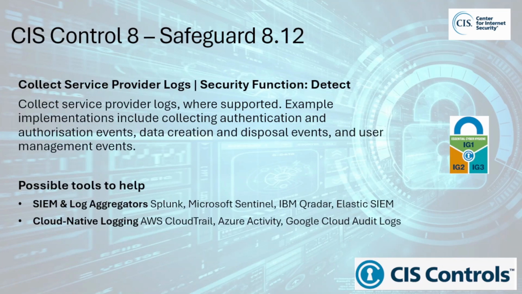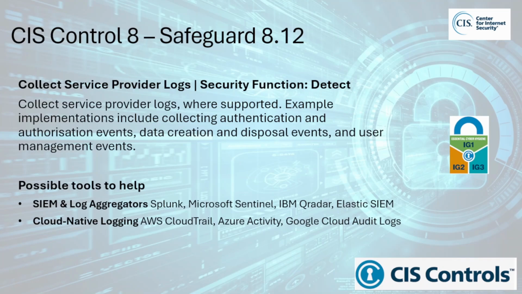and NXLog. Safeguard 8.12, Collect Service Provider Logs, comes under the Detect security function and is within Implementation Group 3. The safeguard requires organizations to collect logs from third-party service providers, especially those involved in cloud services or critical business functions. These logs should include key events such as authentication and authorization activity, user management changes, for example, account creation, deletion, or privilege updates, and data lifecycle events, including creation, modification, transfer, and deletion.